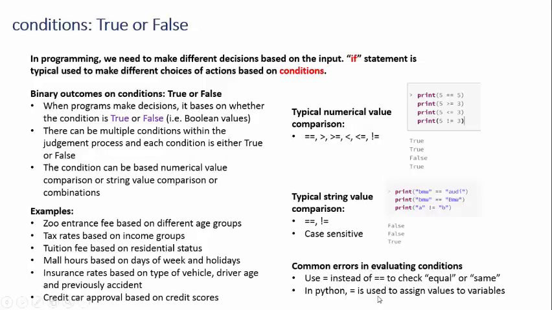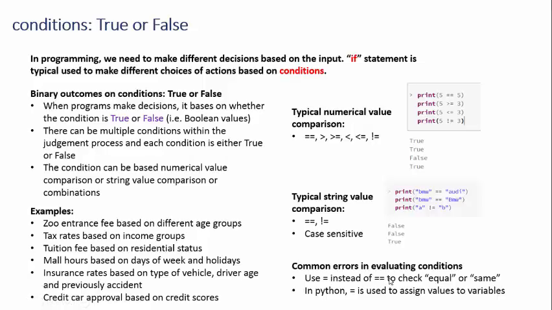So you can try some of those checks on your own and make some mistakes, and then you can learn from the mistakes you made intentionally. So that's one common mistake. Remember, if you want to check whether two numbers are the same or whether two strings are the same, use this double equal sign here.